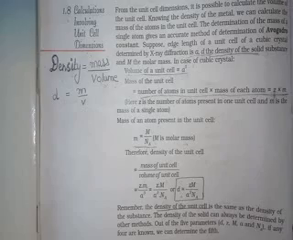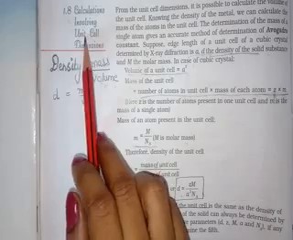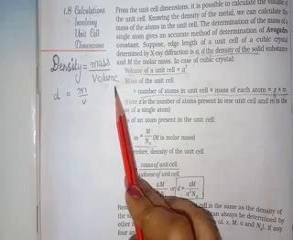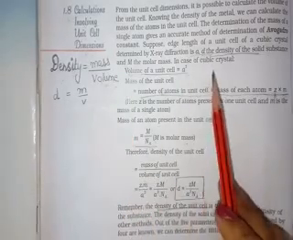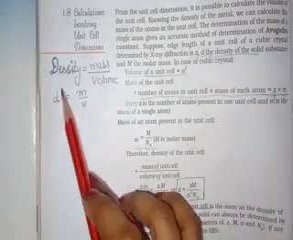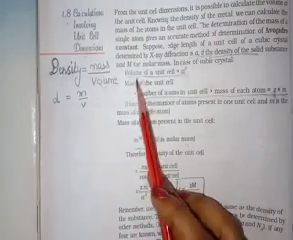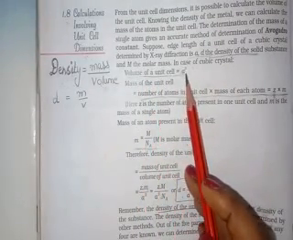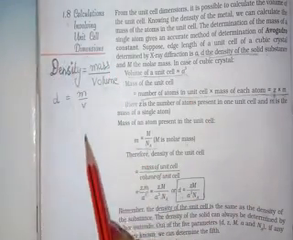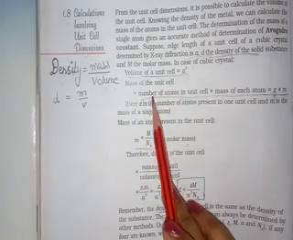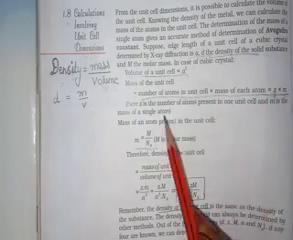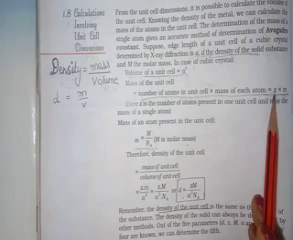Page number 22, 1.8, calculations involving unit cell dimensions. Density is equal to mass upon volume. This is what you have studied and what you know. Now, if D is the density of a solid substance, then the volume of a unit cell is equal to A cube, that is length cube. Now we know volume, we need mass to calculate density. Now the mass of a unit cell is equal to the number of atoms in a unit cell into the mass of each atom. Now the number of atoms is denoted by Z.